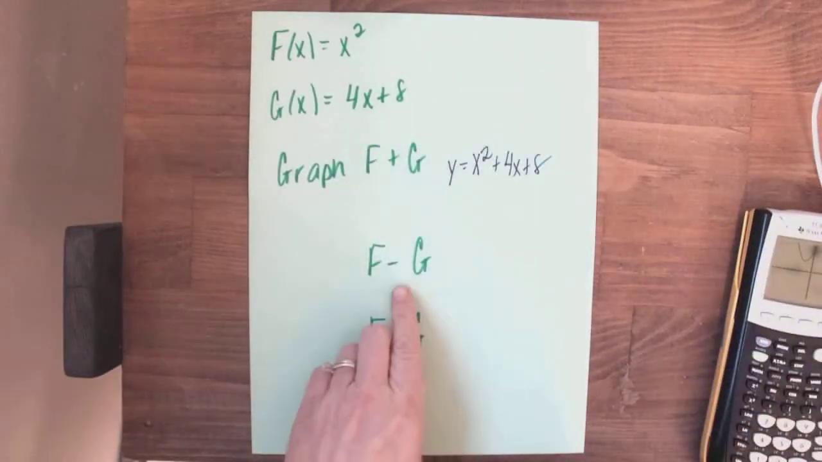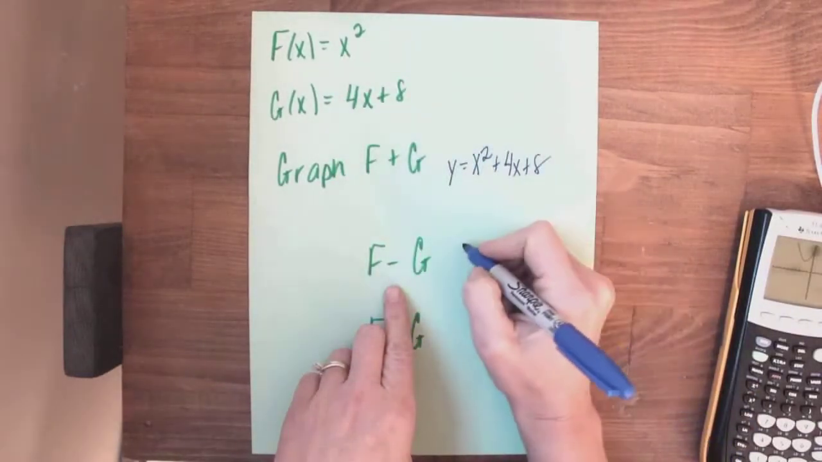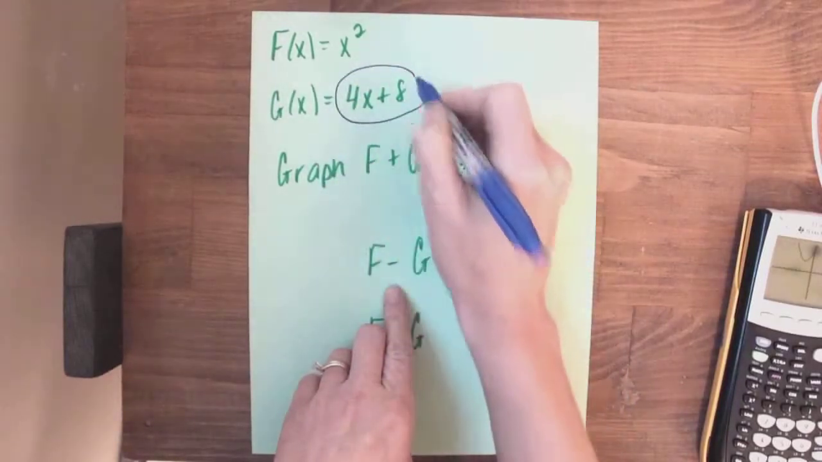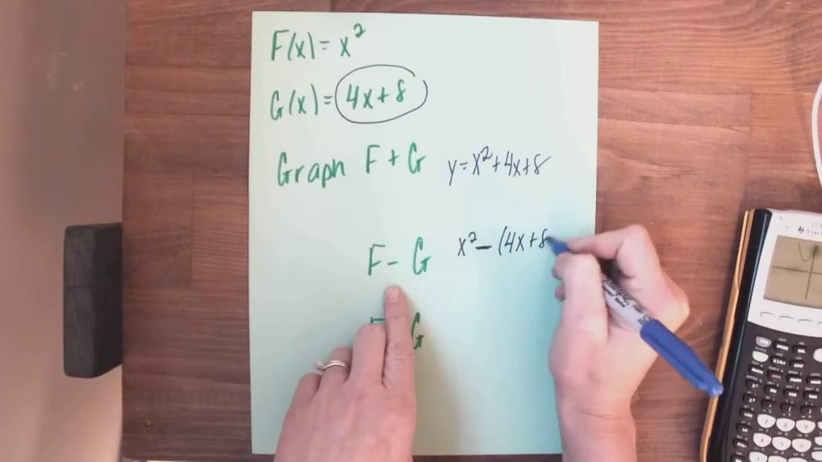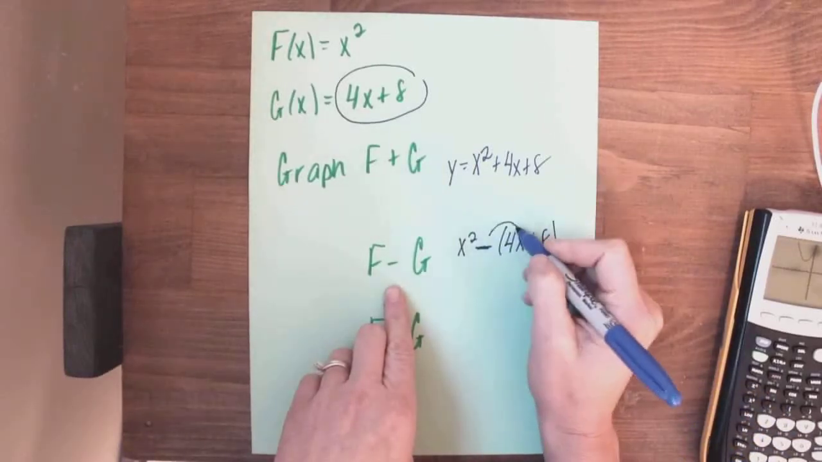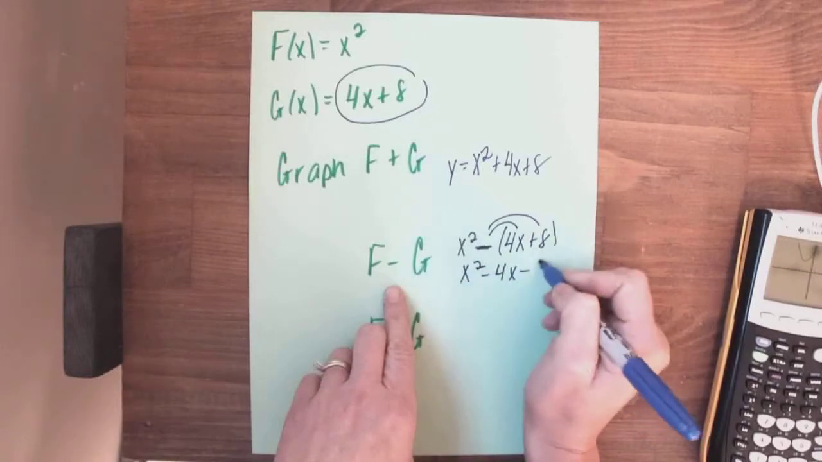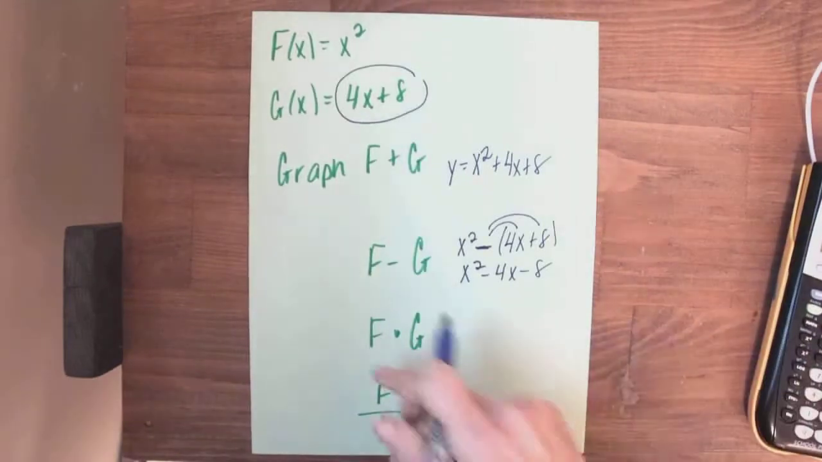I do worry sometimes when it's a subtraction one, because the f of x function was x squared, and you have to subtract the entire g function. So when you have to subtract a quantity, it must be in parentheses. And then you distribute the negative sign before you would either make your table or go to your calculator.